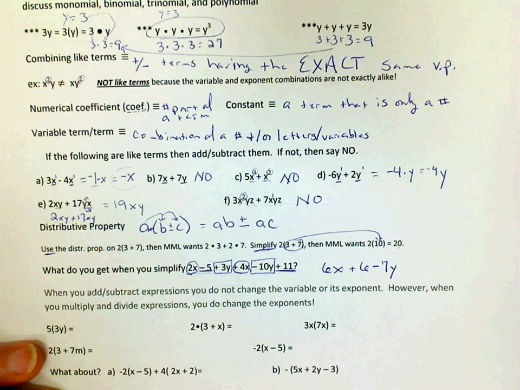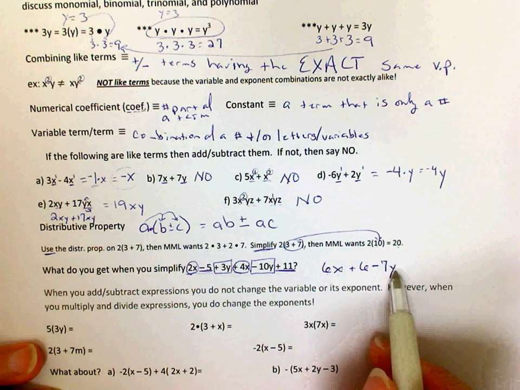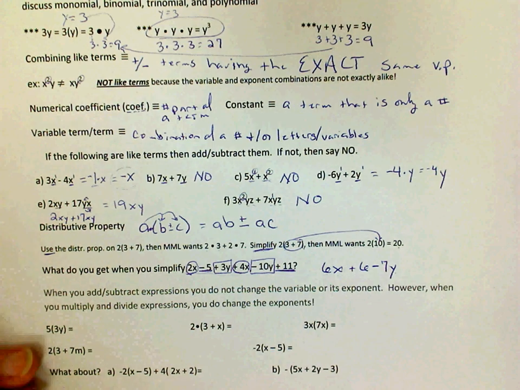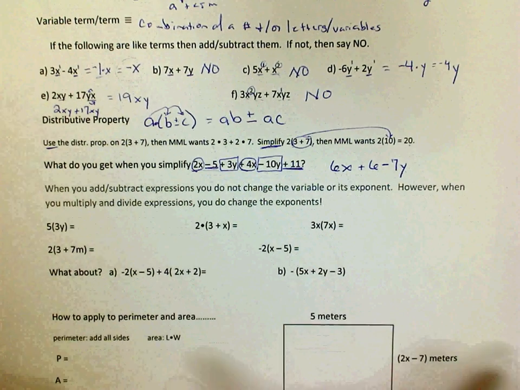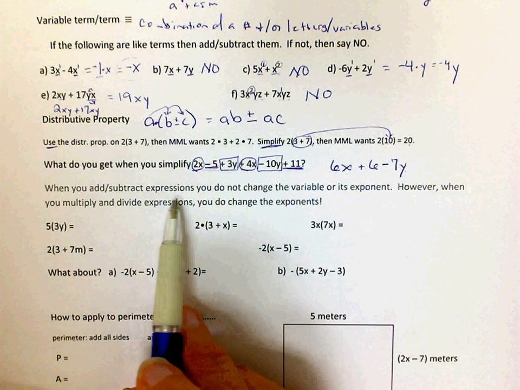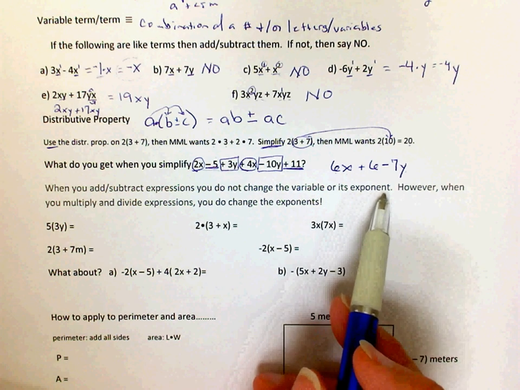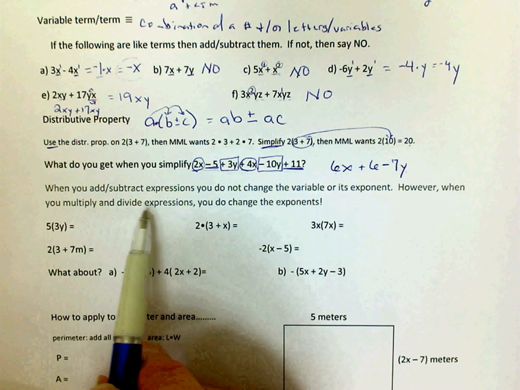Well, could I have put the 6x minus 7y and then plus 6? Yes, that would have been correct as well. Now, when you add and subtract expressions, you do not change the variable or its exponent. However, when you multiply and divide expressions, you do have to change the exponents.